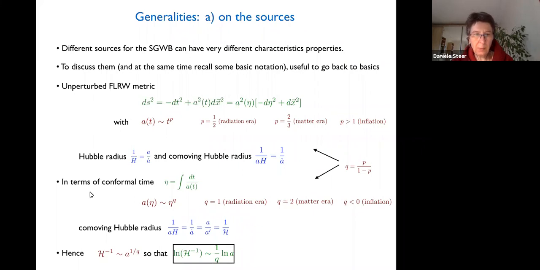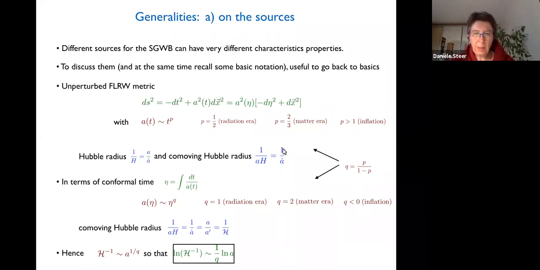Now, it will also be useful to work in some of our equations in terms of conformal time. So the definition of conformal time comes from here: it's the integral of dt over a. And it's a very simple exercise to show that if a goes as t to the power p, then a goes as eta to some power q. q and p are linked in this way. So q is equal to 1 in the radiation era, q is equal to 2 in the matter era, and q is negative because p is bigger than 1 during inflation.